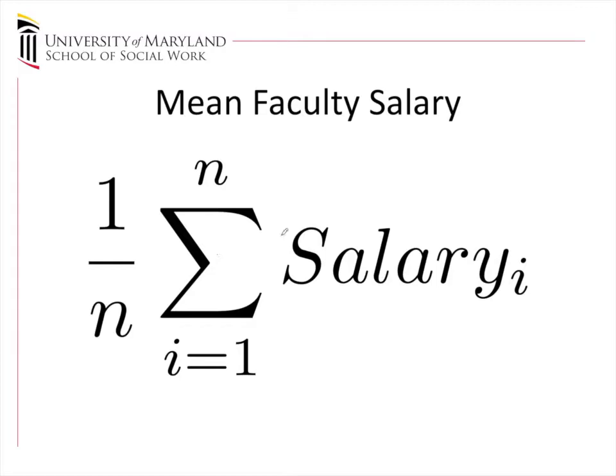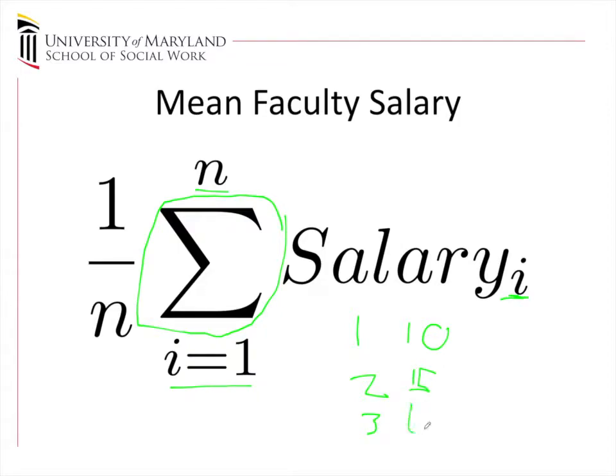This symbol right here is the sum symbol, and it means we're just going to take all of the salaries starting at 1 and going to the last one, which we'll call n, right? So that's what this i is down here for. So the first salary is 1, and let's say that's 10. The second salary is 2, and that would be 15. And the third salary is $40,000, right? So on and so on.